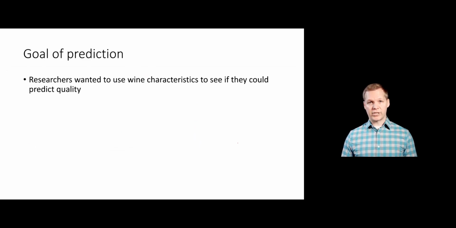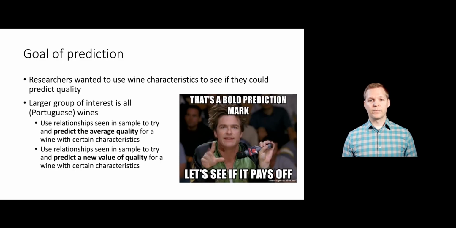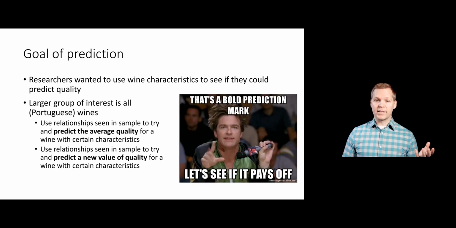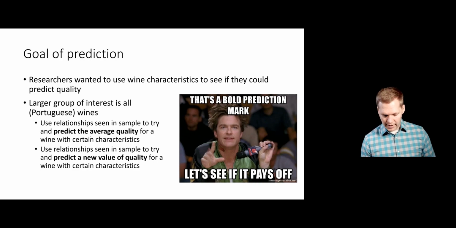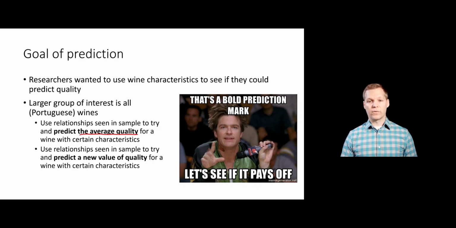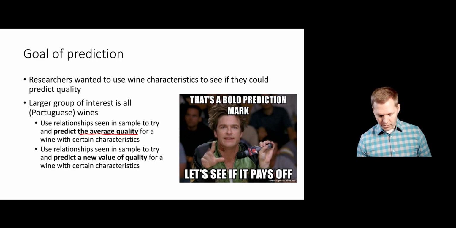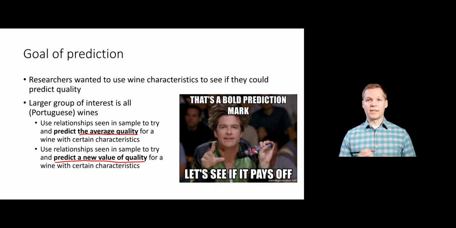We want to try to do prediction in this case, not inference. We have this larger overall group, this population of interest, which would be all Portuguese wines that we could ever make or purchase. And what we want to do is use the relationships in our sample to either predict the average quality of wine for our population, or to predict a new value if I created a new wine. Where might I see the quality value for that new wine?